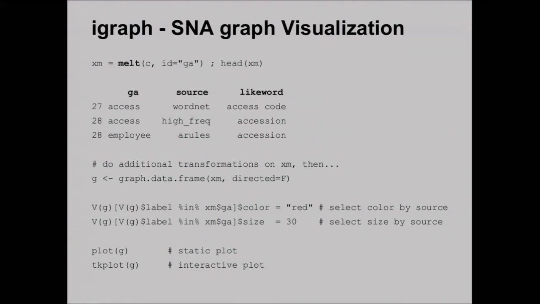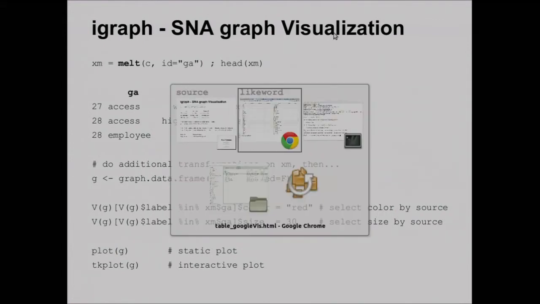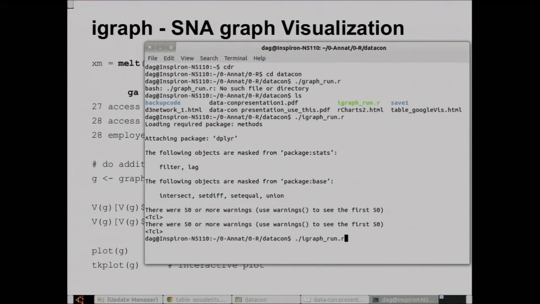And then based upon this graph, v is for vertices and e for edges and so on, you can now set the different colors. You can set different sizes based upon how you want to do that. And then you can either plot it or do an interactive plot. I will try to see if I can get an interactive plot up on the screen, because that is a little bit more interesting to see.